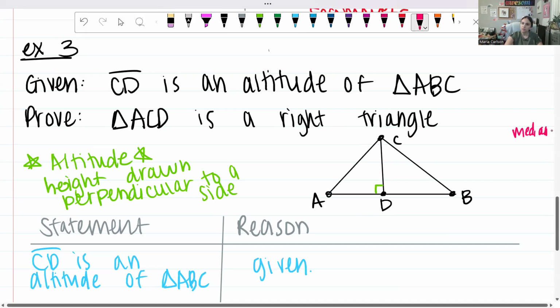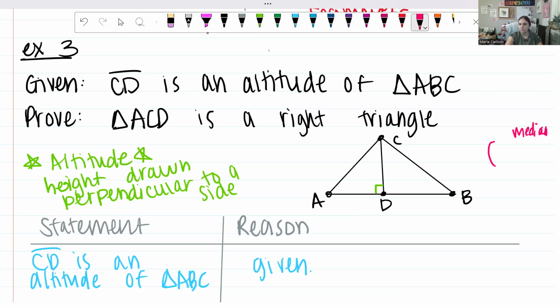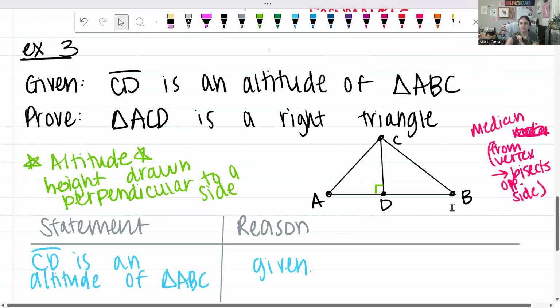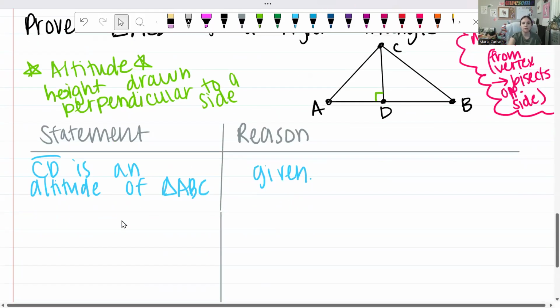So make maybe a note off to the side. Median is, that's not the best. Vertex, it bisects the opposite side. All right. So that's just a side note because I didn't write it down earlier. This was really like from example one, just to compare. But going back to this problem, we have an altitude here, which is the perpendicular height.